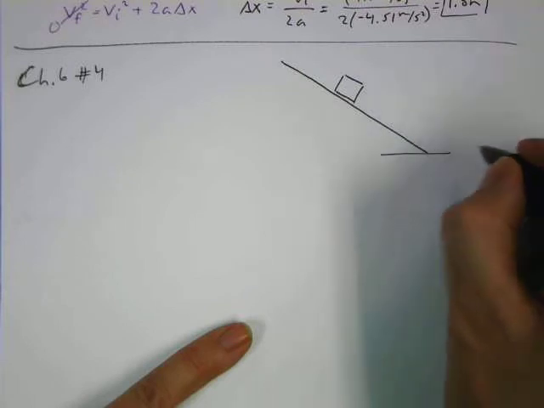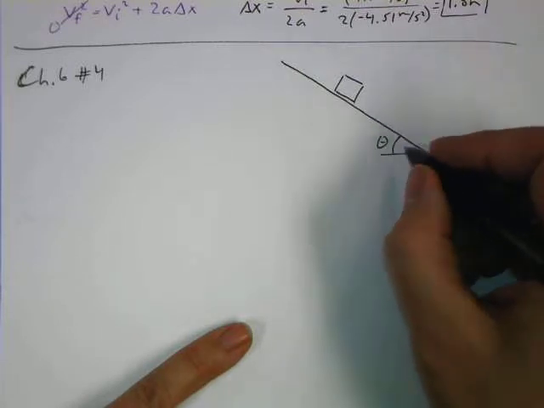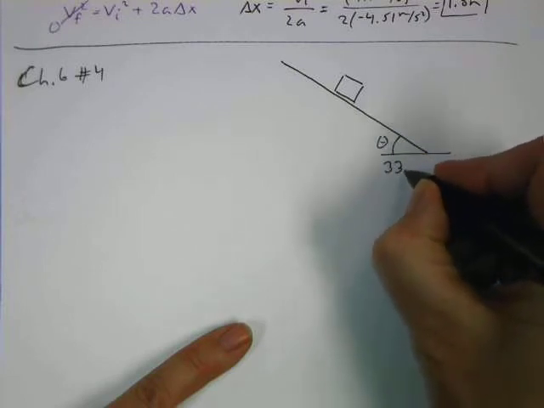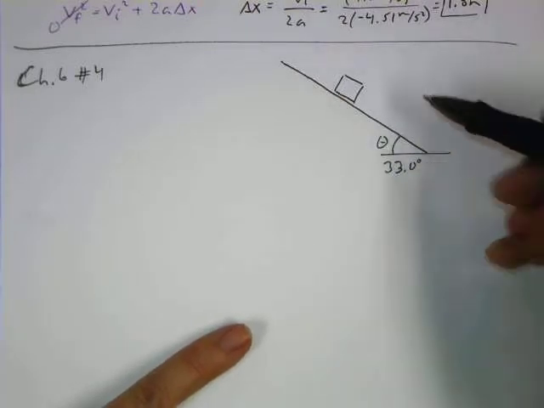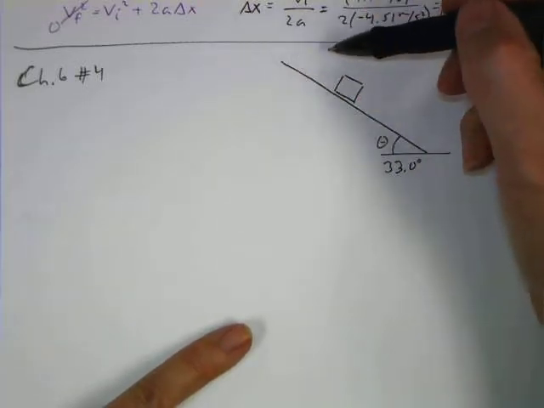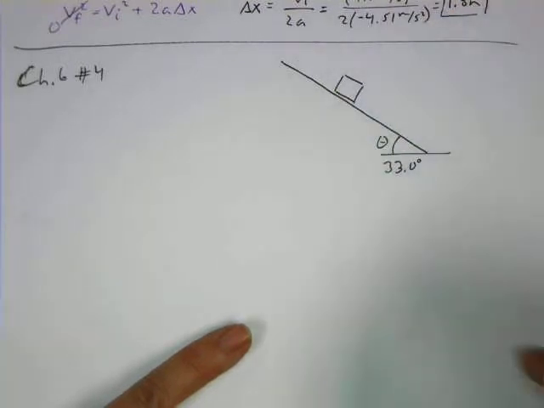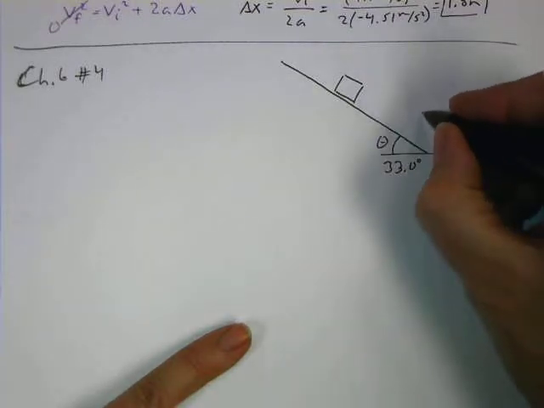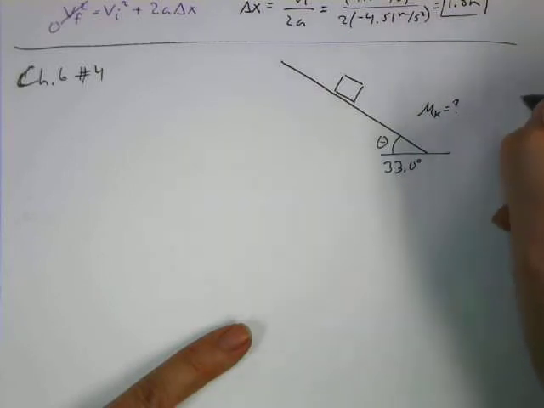We have an angle here, an angle theta, which happens to be equal to 33 degrees below the horizontal, or above the horizontal, depending on which way you're looking. If you're looking down here, it's below the horizontal. If you're looking up from the bottom, it's above the horizontal. Don't really care. It's 33 degrees. Now, they would like to know what the coefficient of kinetic friction is. That's the thing that we want.